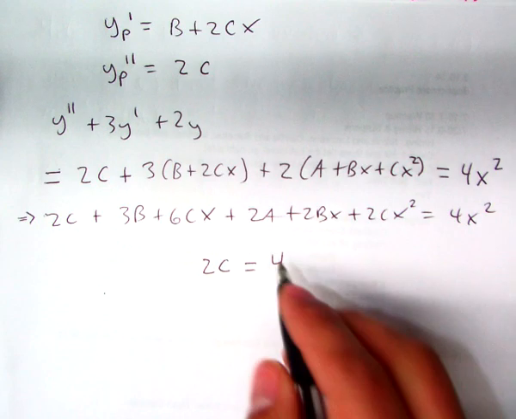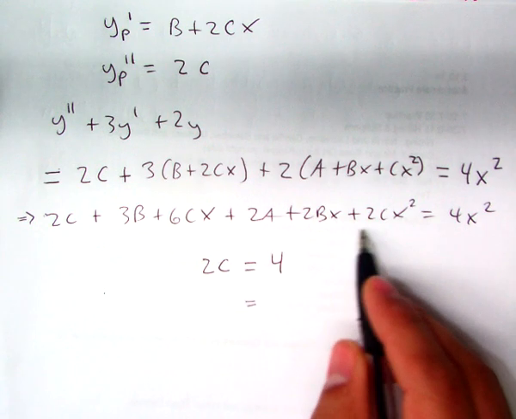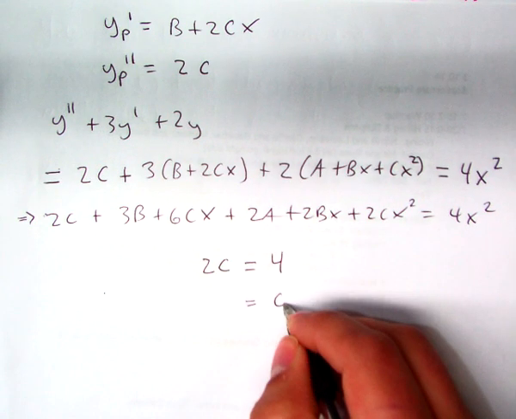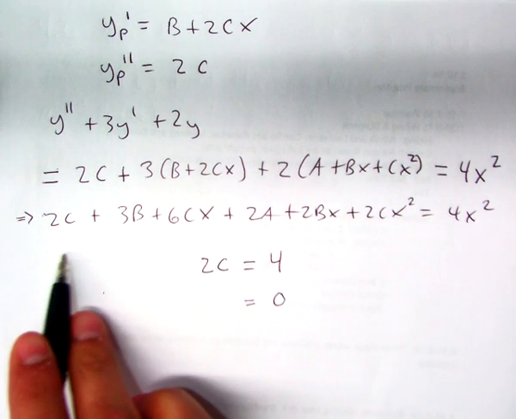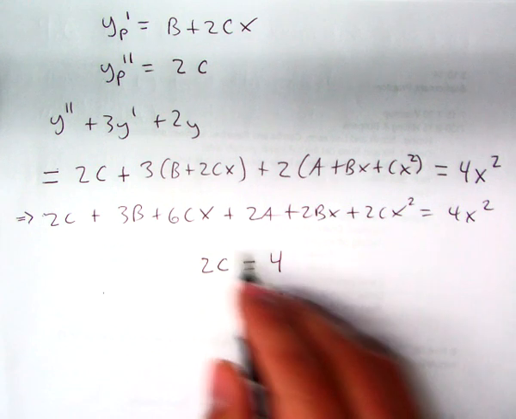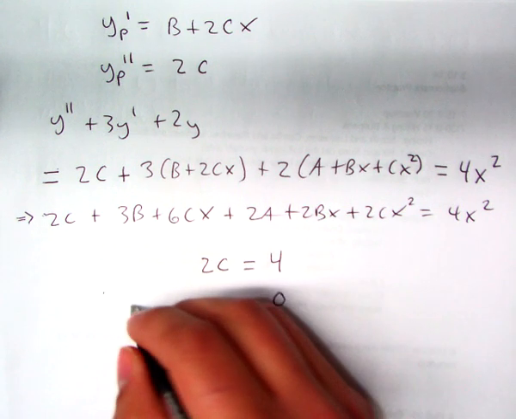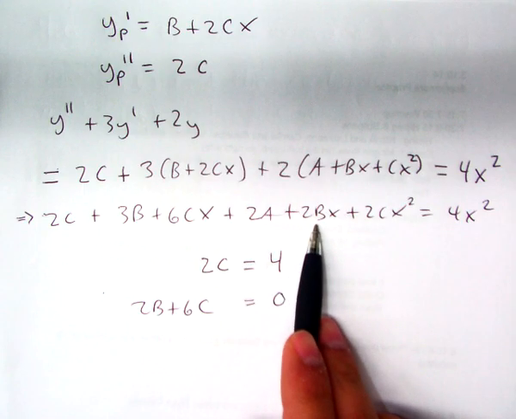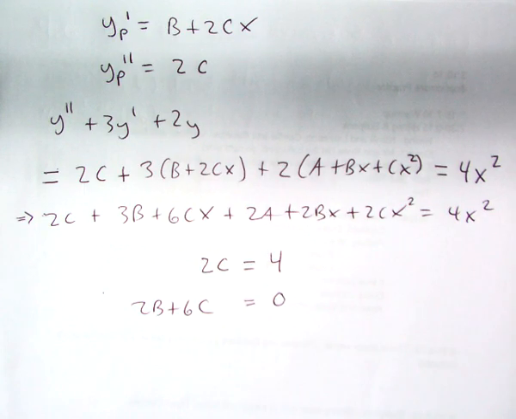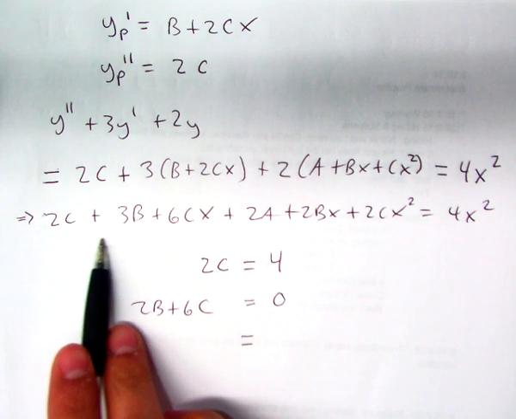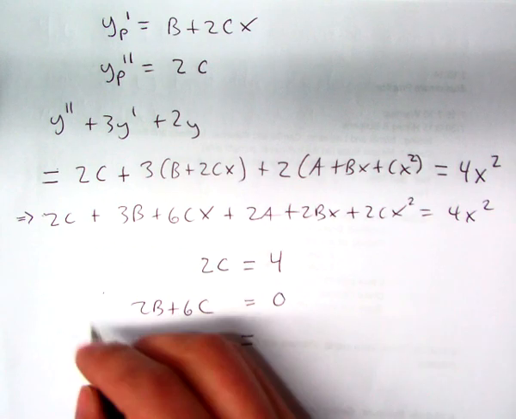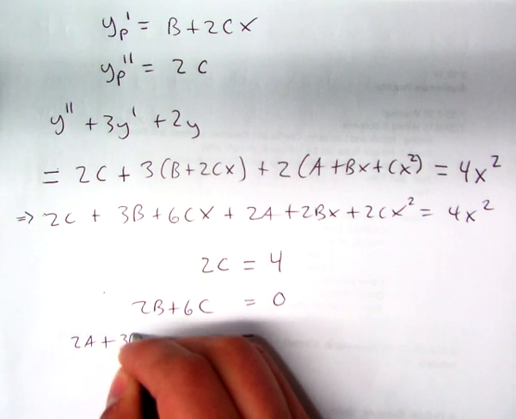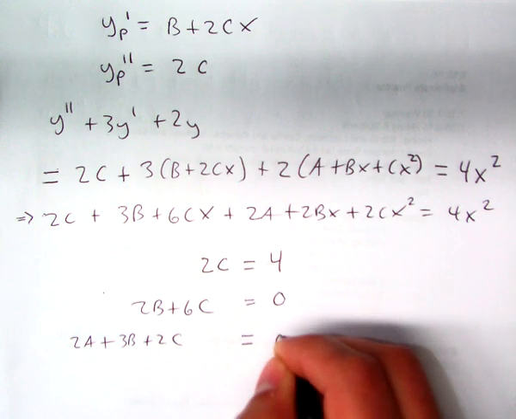So on the left we have a few linear terms, a few x's. On the right-hand side there are 0 of them. So that means that 2b plus 6c has to equal 0, right? So the coefficients of x, 2b and 6c, have to add up to 0. And then if I look at my constant terms, we have a 2c, a 3b, and a 2a. So 2a plus 3b plus 2c, those have to equal 0.